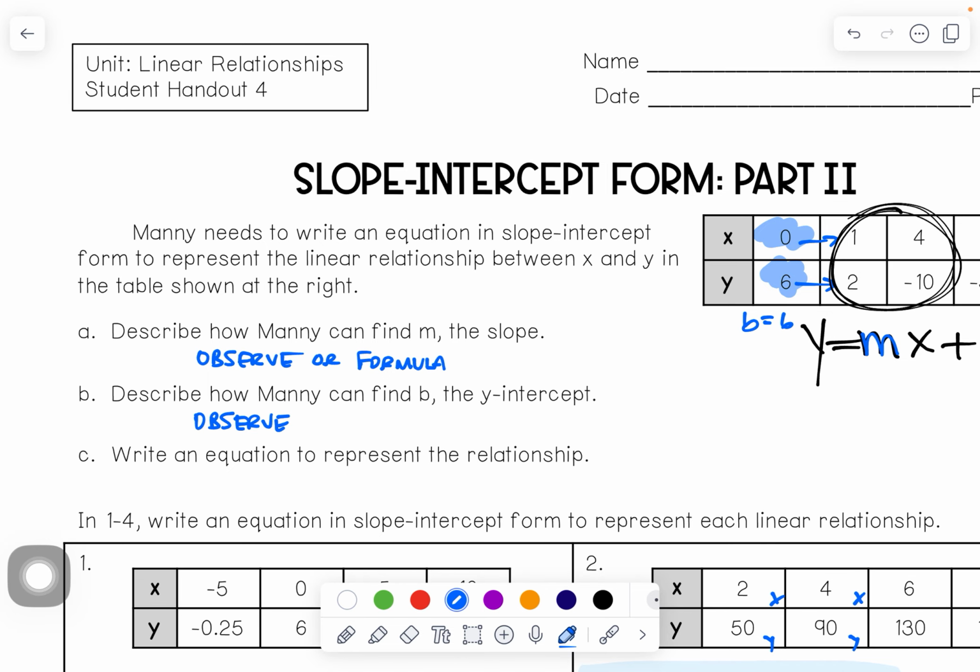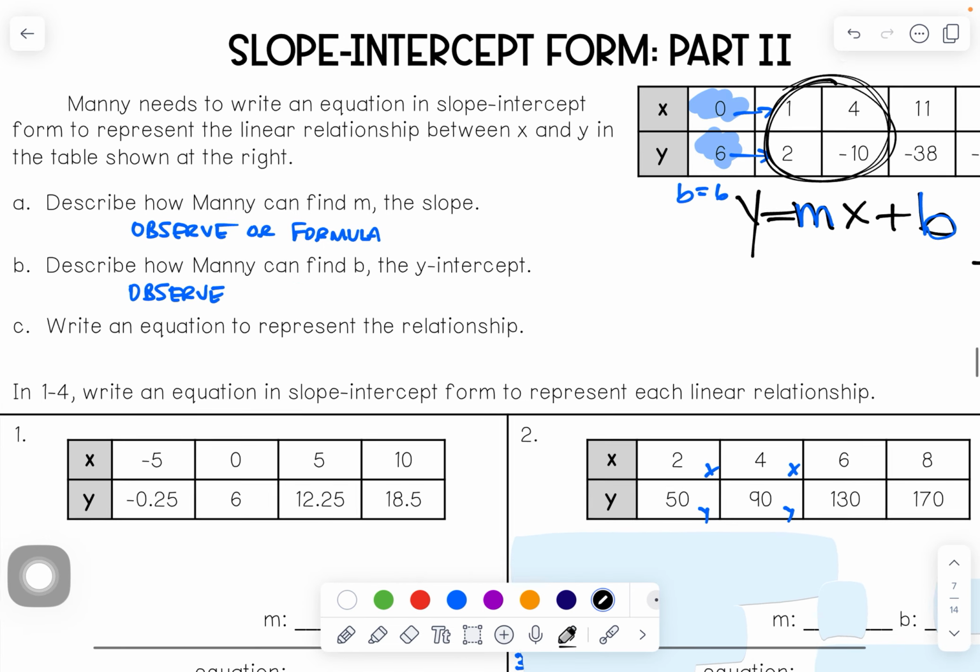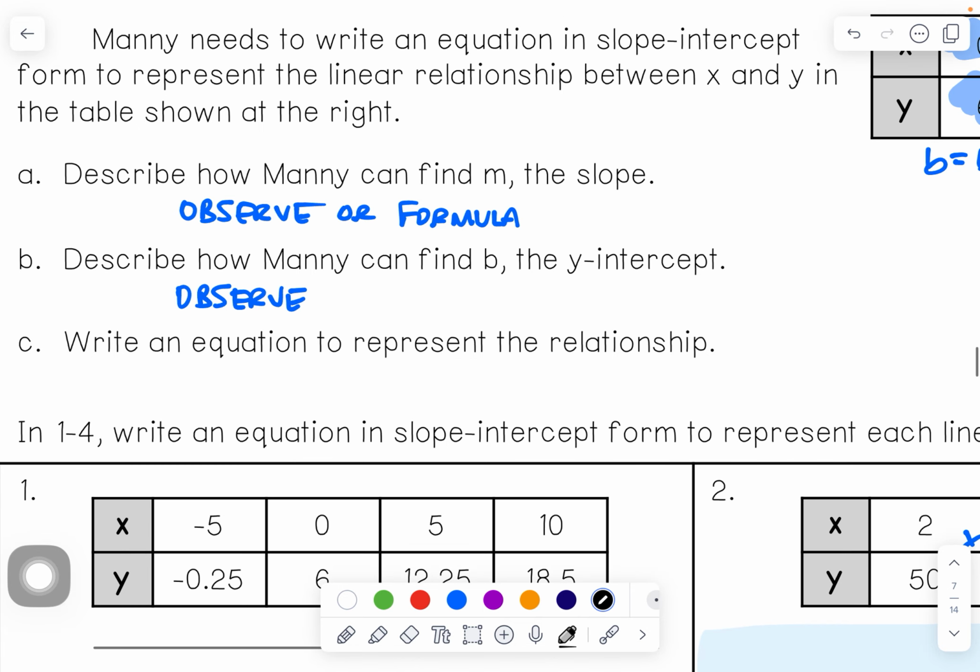Okay, write the equation to represent the relationship. So at this point, again, some of us are struggling a little bit with this. Yesterday, we were finding the slope, we were doing the y-intercept, we weren't really getting to the equation. Remember, in the equation, the y equals and the x are always there. We're simply trying to fill in the blanks. What are we filling them in with? We're filling them in with the slope and the y-intercept.